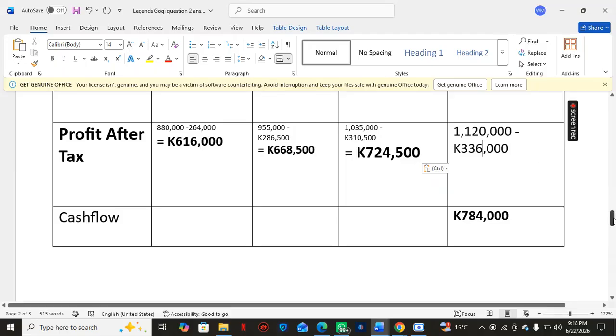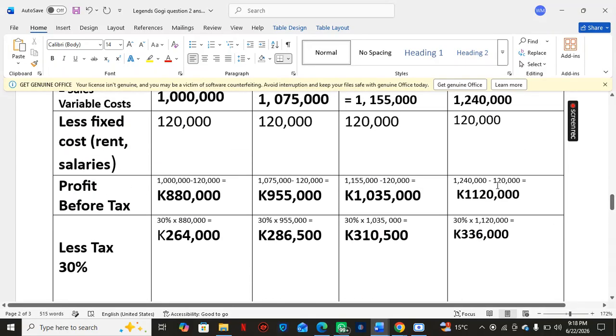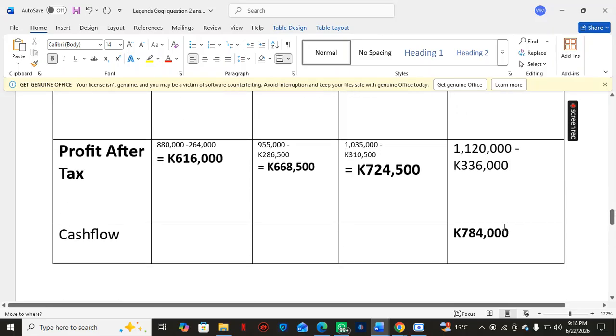Year four, profit before tax 1,120,000 minus the tax 336,000. You get 784,000.